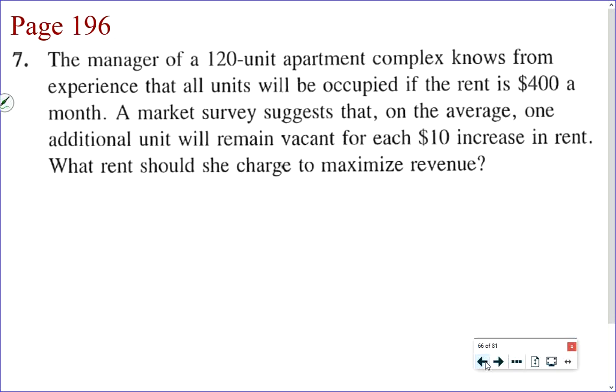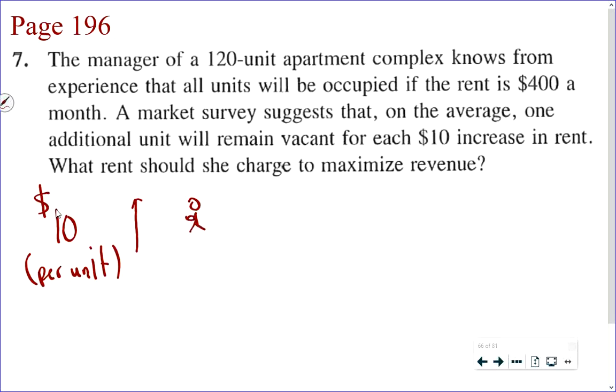What this is saying is, when you increase it by $10 per unit, you lose one renter. That's kind of a pictorial of what's going on. So what should this person rent in order to maximize the revenue?